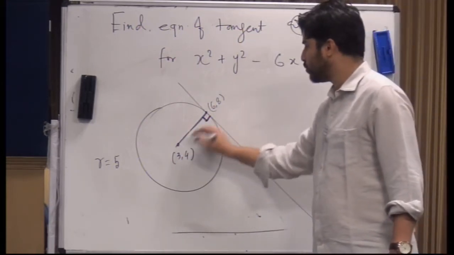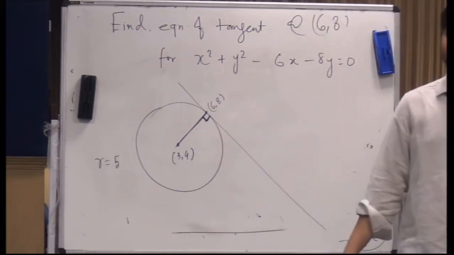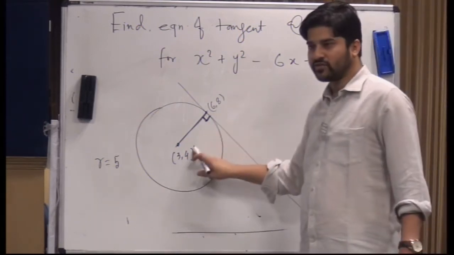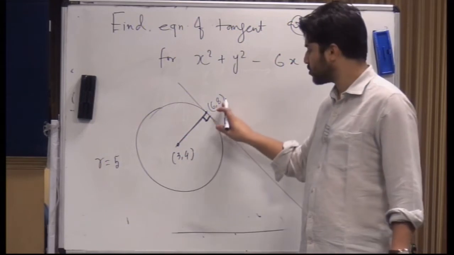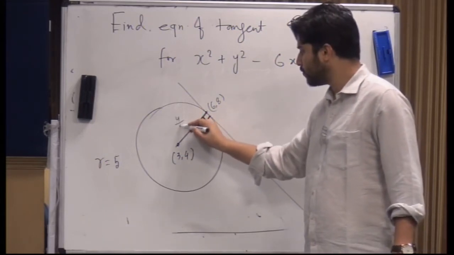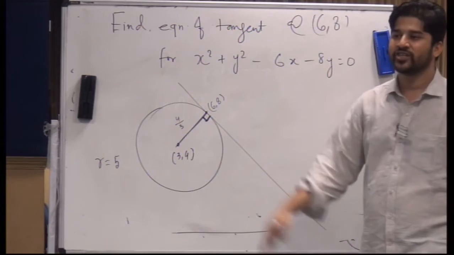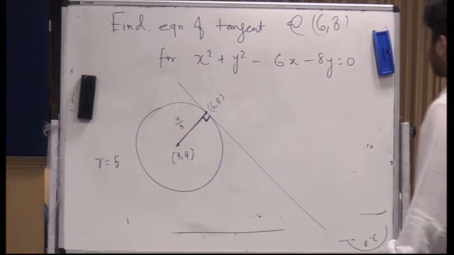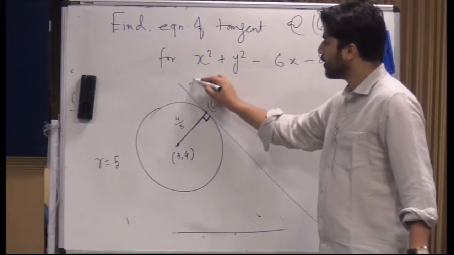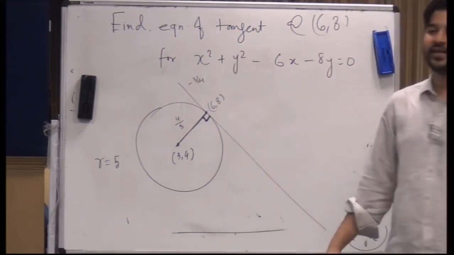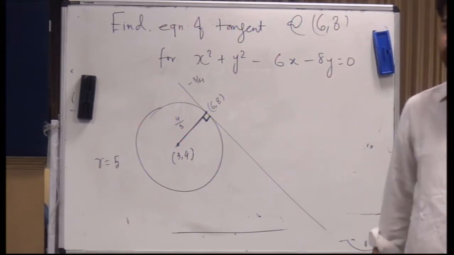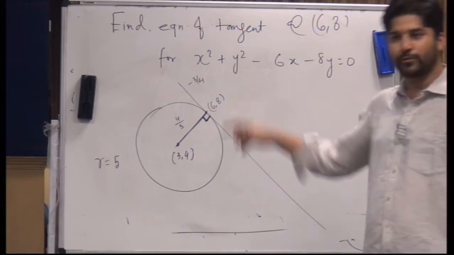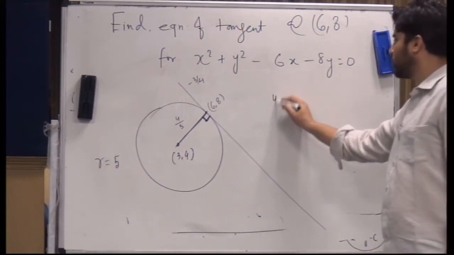Can you guess the slope? What is the slope going to be? y1 minus y2 upon x1 minus x2. So the slope is going to be 4 by 3. What is the condition of perpendicularity? So what should be the slope of this line? Minus 3 by 4. For finding the equation of line, what 2 things you need? Slope and a point. Do you have slope? Yes, sir. Do you have a point? Yes. So what is the equation going to be?